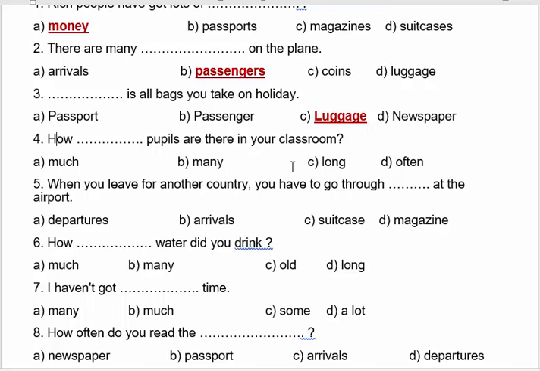Much, many, long, often. How many pupils? Okay, can you see pupils?